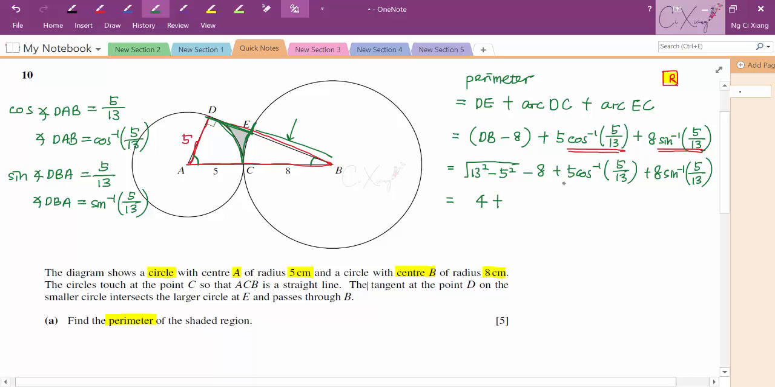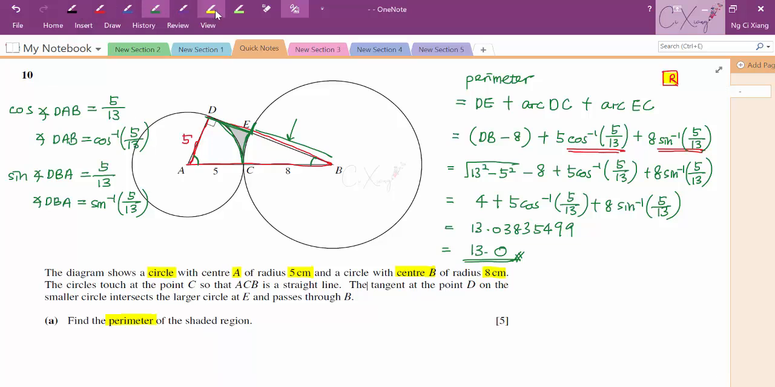Okay, and of course the remaining part here you just press the calculator and try to get the answer, and after that you add them together. If you didn't make any careless mistake when pressing the calculator, the answer that you get should be 13.03835499. And of course, we will change it to 3 significant figures as our final answer. Therefore, our final answer for this part will be 13.0.